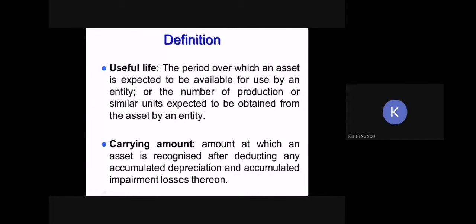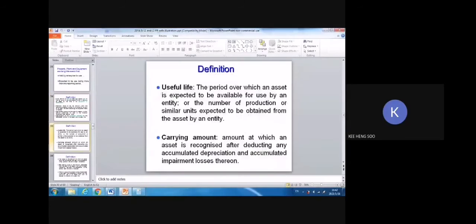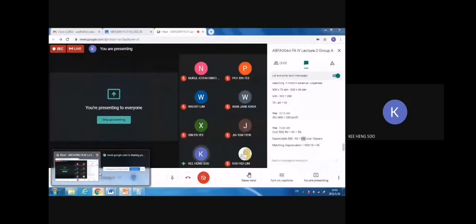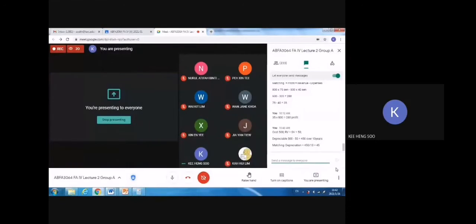Next, useful life. How long the asset is expected to be used? The period. Again, in the diploma level, we cover only the period. In the degree, it may be the number of production. Okay? And what's the carrying amount? Carrying amount is the asset recorded in the statement of financial position. So now, what's the carrying amount?